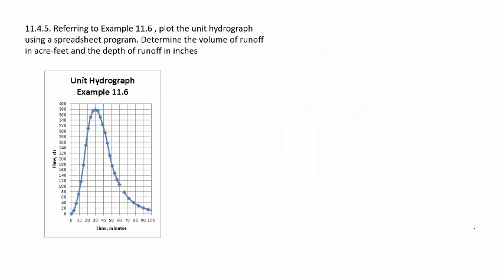The next problem, I'm going to simplify the discussion from before. We have example 1.6, and it says plot the unit hydrograph using a spreadsheet. I don't want to give you the table I gave you earlier because the table has more information than you need. So once you have the unit hydrograph, you can plot this or use the table in a spreadsheet format. You have done that before to determine the volume of runoff.